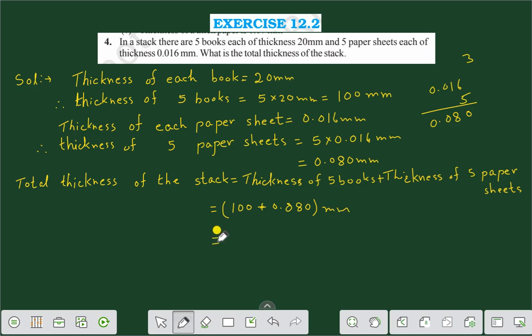Therefore, we are getting 100 plus 0.08 millimeter, right? If we write it in standard form, then we are getting 1.0008 into 10 to the power 2 millimeter, and that is the answer.